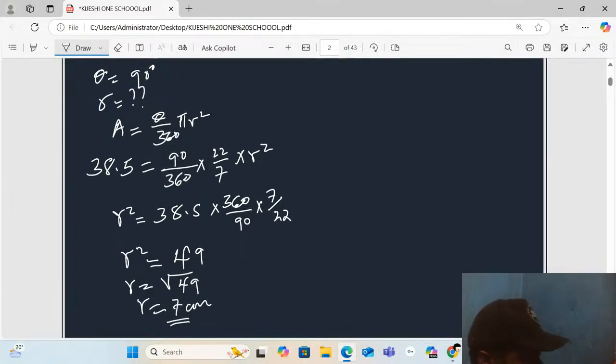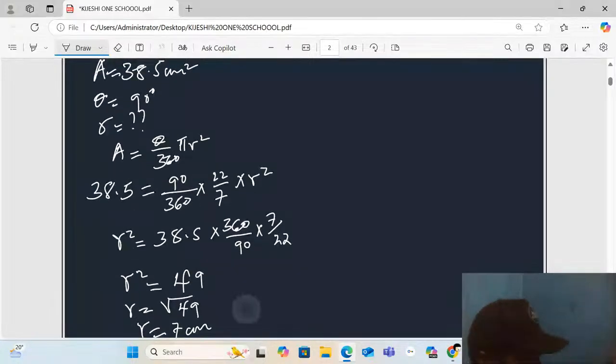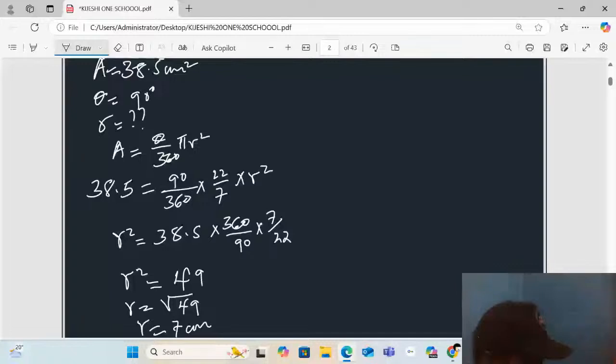7 centimeters. That is how easy it is. You can see the workings are very clear and short. So that is how we find the radius of a sector.